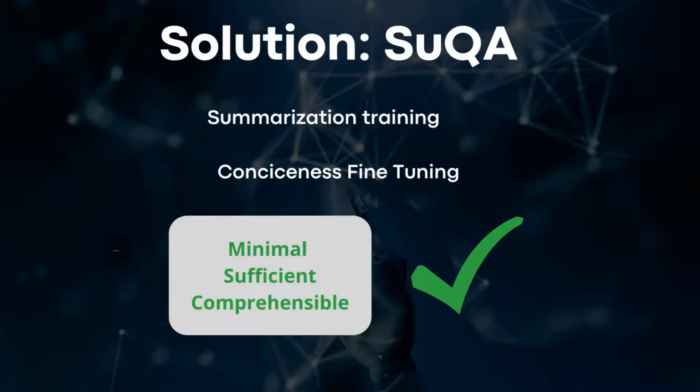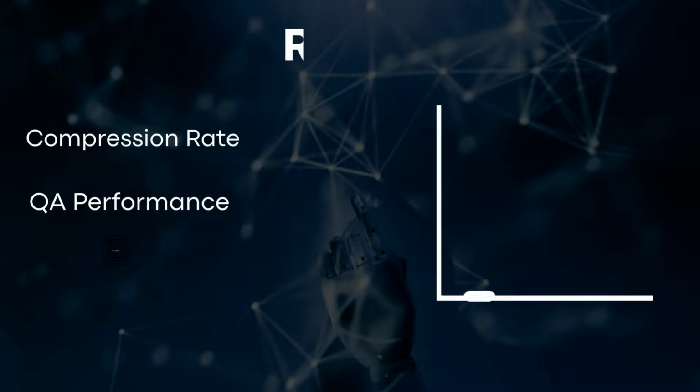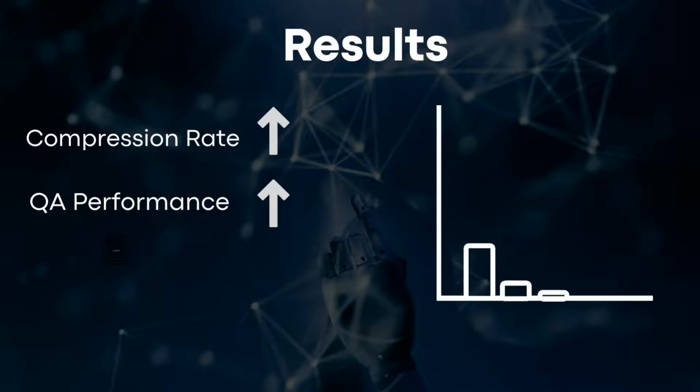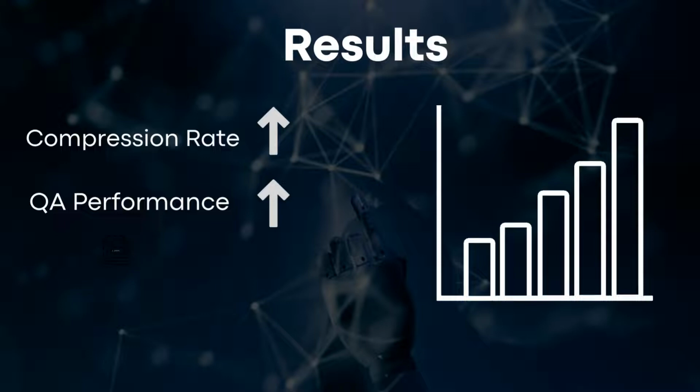So after this training, once we have our abstract explainer ready, two interesting results are obtained. The first one is that the compression rate was 2.9 times higher than the extractive explainer, and the second one is that the explainable QA performance was 3.2% higher than extractive explainer.